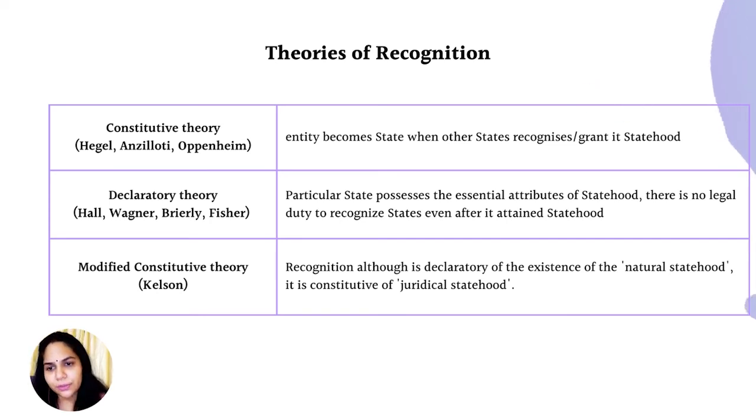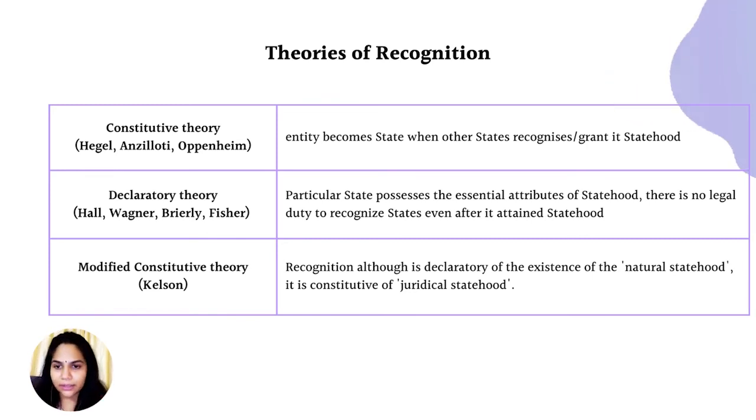According to this theory, an entity doesn't become a state by possessing the essential attributes of statehood, right? But an entity becomes a state when other states recognize it or grant it recognition. So this is what the constitutive theory is. An entity becomes a state only when it has been recognized by other states, right? It doesn't matter whether it holds the attributes of statehood or not.